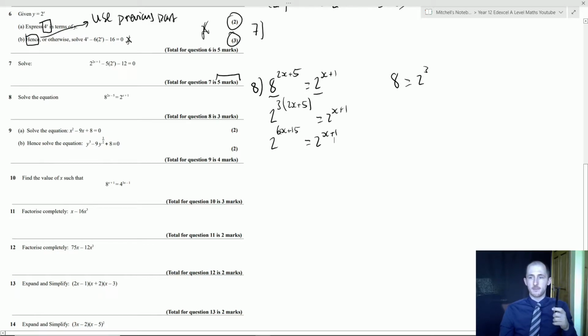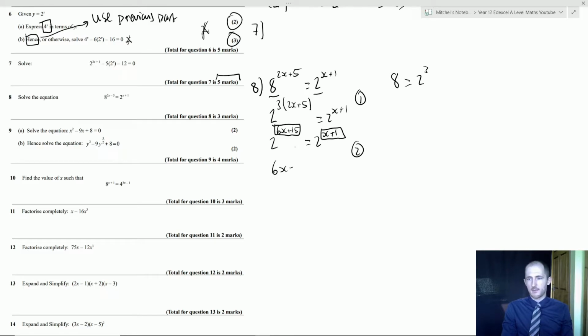The second step, this is telling me that since the bases are the same, these top things must be equal to each other. They have to be, right? Because the bases are the same. So the second step is to simply write 6x plus 15 equals x plus 1.